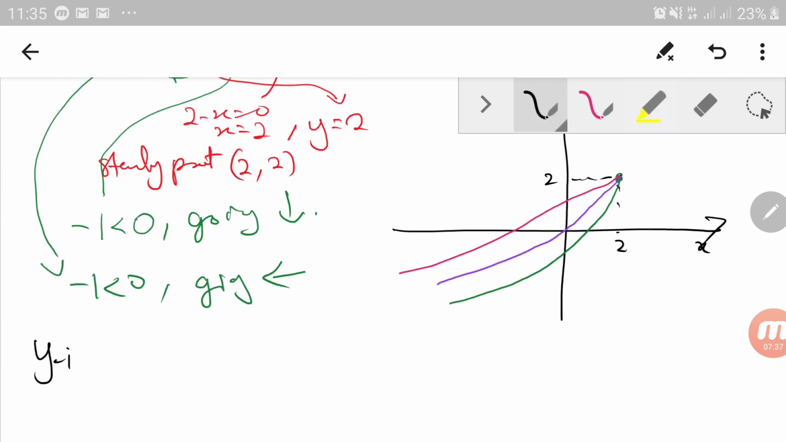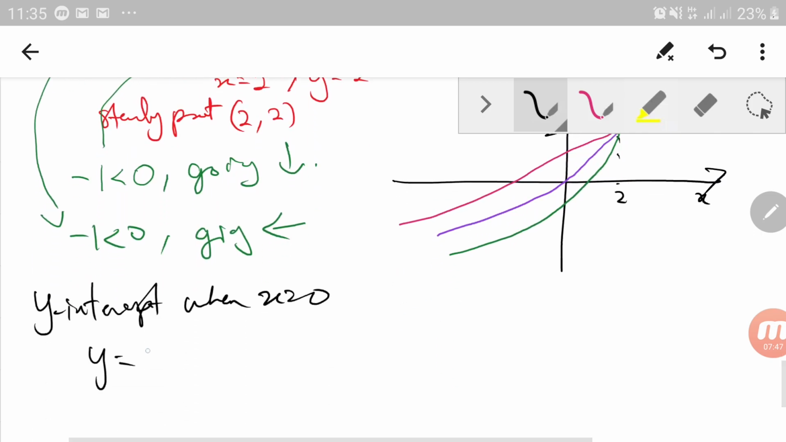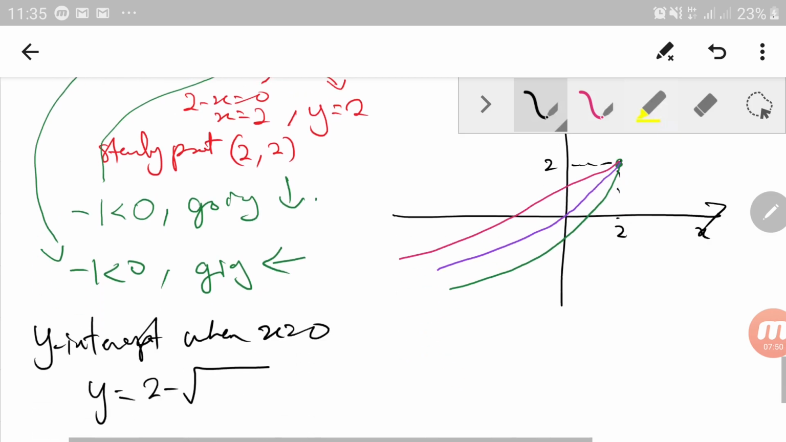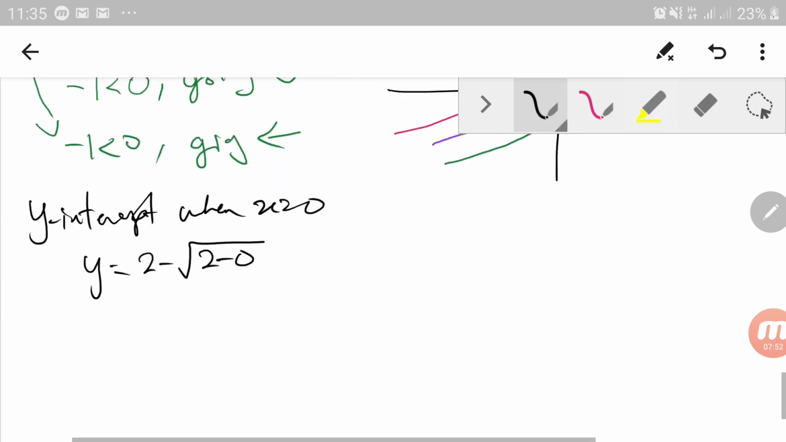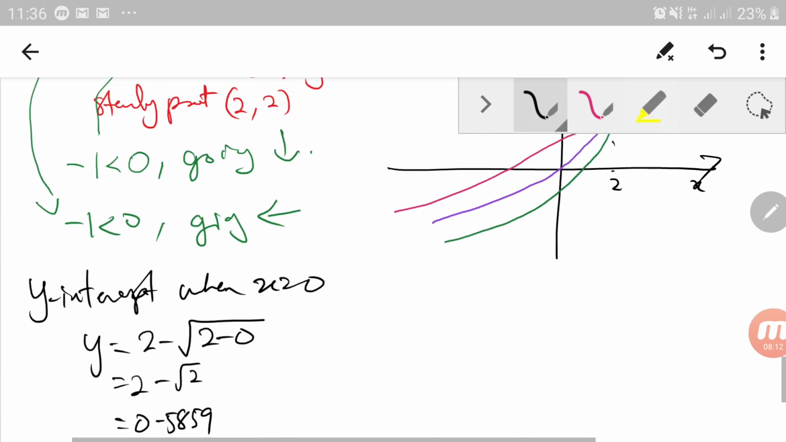Okay, the y-intercept is when x is 0. So y equals 2 minus surd 2. I believe it's a positive number. Okay, sorry, 2 minus surd 2. It's 0.5859. Okay, so it's a positive number.